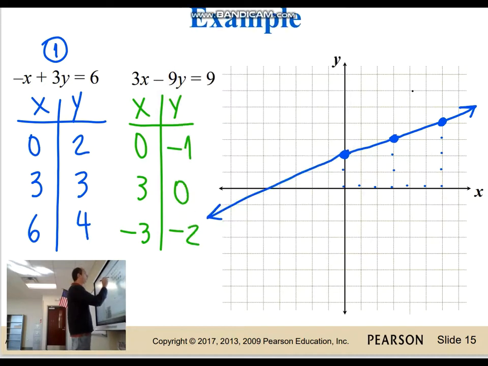Now moving to equation number 2. The points are x equals 0, y equals negative 1. The other point is x equals 3, y equals 0. There's another point here: x equals negative 3, y equals negative 2. Nice.